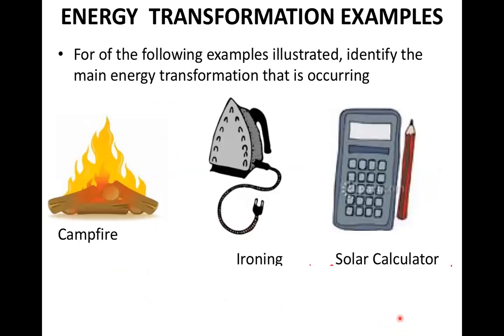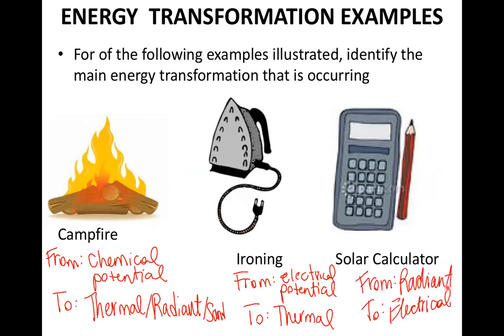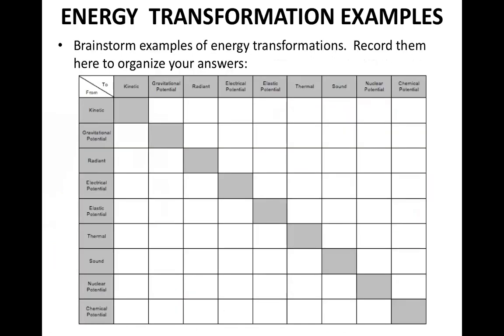Campfire is another example. In this case, we've got chemical potential energy of those bonds within the molecules in the wood that are burning, and the release of combustion is thermal and radiant energy. So chemical potential to thermal or chemical potential to radiant. Ironing, we've got electrical potential to thermal energy. Solar calculator, radiant energy to electrical.